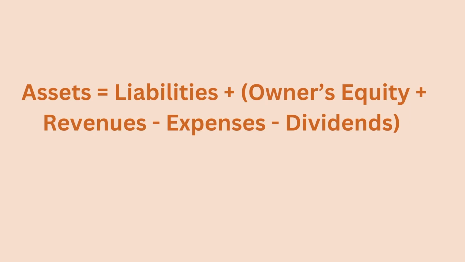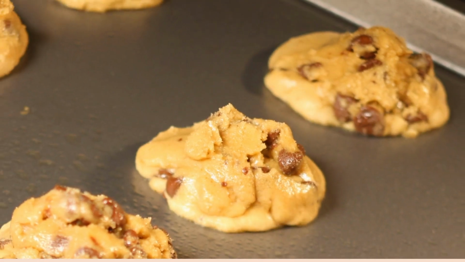But there's more. The accounting equation can also be expanded to include revenues, expenses, and dividends. The accounting equation then is assets equals liabilities plus owner's equity plus revenue minus expenses minus dividends. This gives us even more insight into how transactions affect a business. Now let's see the accounting equation in action.